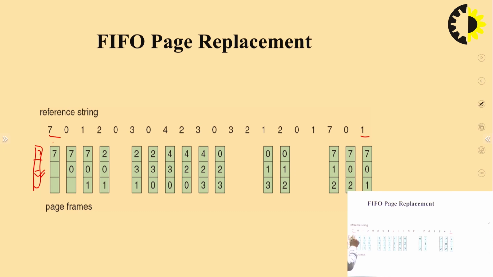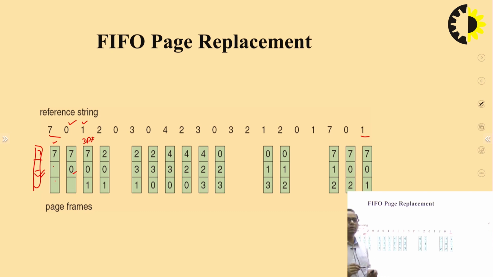So we load the 7 here. And since 7 is not available in main memory initially, this is a page fault. Again, next refer to the 0. 0 is not available in main memory, but 2 free frames are available, so we load the page 0 here. Again, next the 1 is referred by the CPU, and 1 is not available in main memory. So a page fault will occur, and we will load the page number 1 here. So till this situation, 3 page faults have occurred.